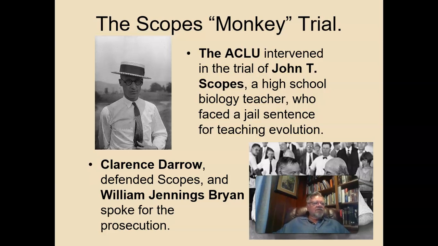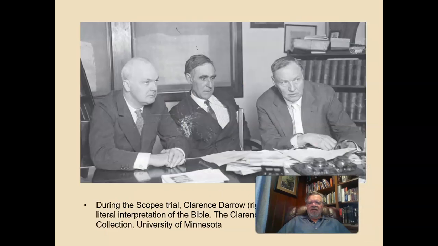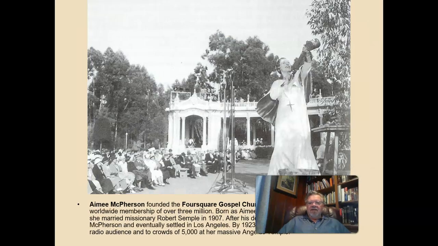Clarence Darrow defended Scopes, and William Jennings Bryan, a former presidential candidate, spoke for the prosecution and for fundamentalist Christians. Clarence Darrow, sitting on the right, basically mocked and savaged the idea of a literal interpretation of the Bible and made fun of William Jennings Bryan for being very backward.